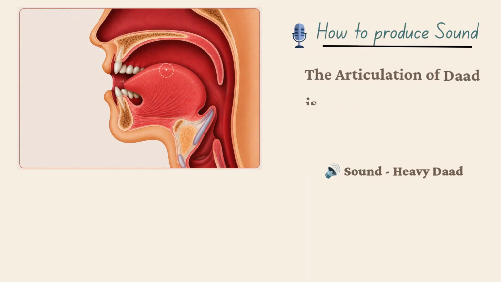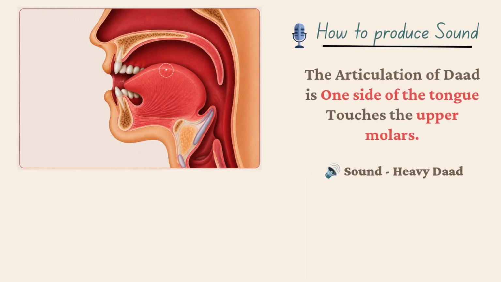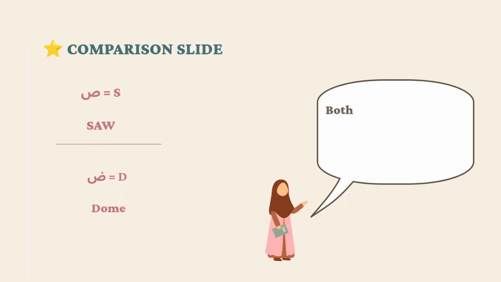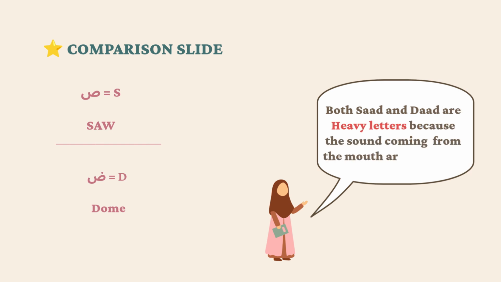This is Daad. The articulation of Daad, one side of the tongue touches the upper molars. In English, similar to D in dome, but with a much deeper sound. Practice with me now. Daad, Daad, Daad. Saad and Daad are heavy letters because the sounds coming from the mouth are fuller and deeper.